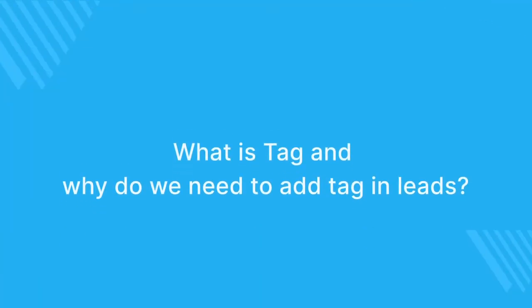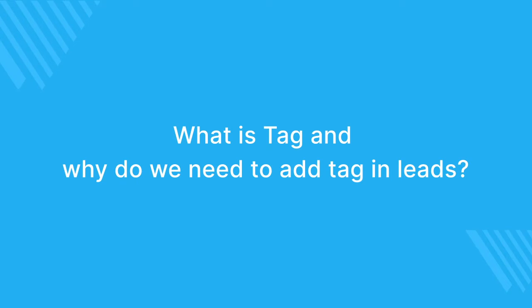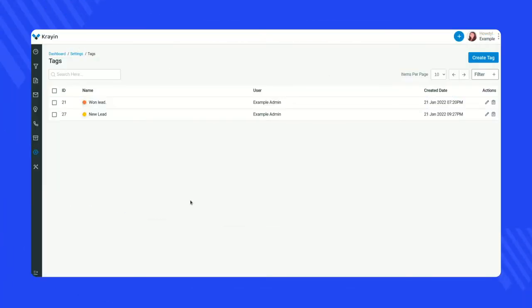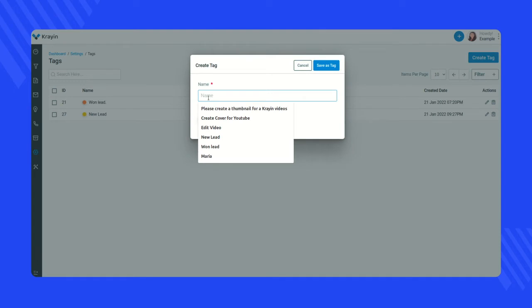So what is a tag and why do we need a tag in our leads? Tags are unique identifiers that can be added to the leads in Krayin CRM to differentiate the label of the lead. For instance, you can add tags to a lead such as demographic location, company size, revenue based, and so on. So for creating a tag, you need to go to create tag and put the tag name.